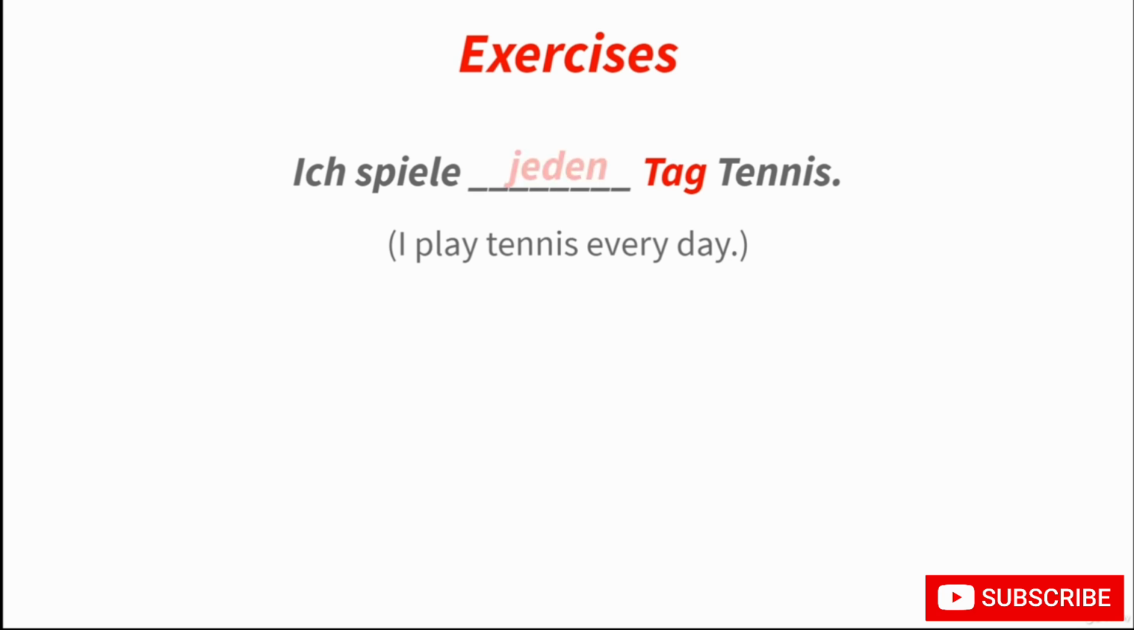Let's check it out. Jeden. Why? Because I do it every day. It's singular and because it's der Tag, it must be used as jeden Tag. Why jeden? Because it's der Tag and it's accusative case, and in accusative case der is den, that's why jeden must be used.